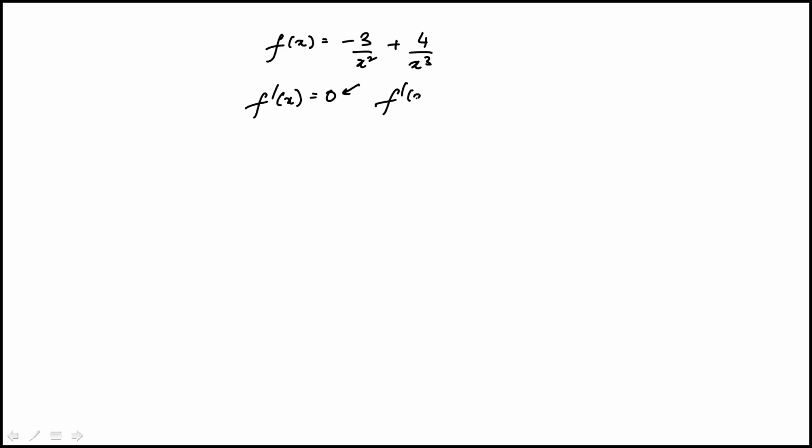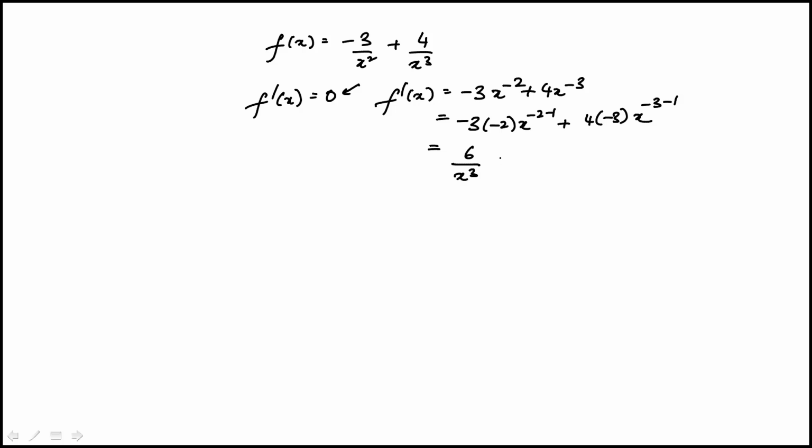So f prime x here would be minus 3. So the way I think about this is I write it like that. And then you can apply the rule, minus 2 times x to the minus 2 minus 1. Same thing here, minus 3 times x to the minus 3 minus 1. So this is going to become 6 over x cubed minus 12 over x to the 4.